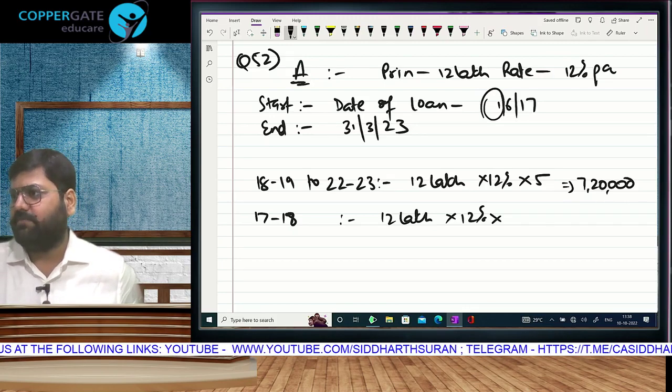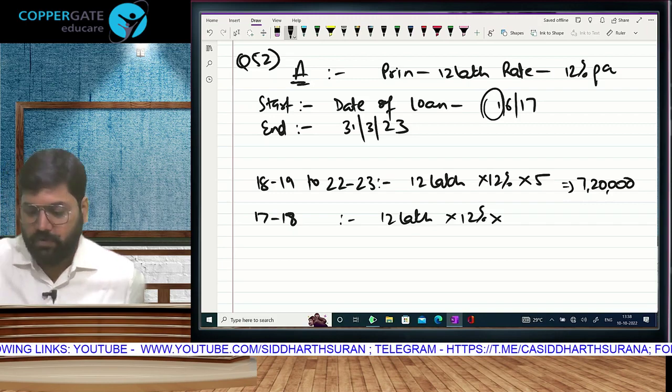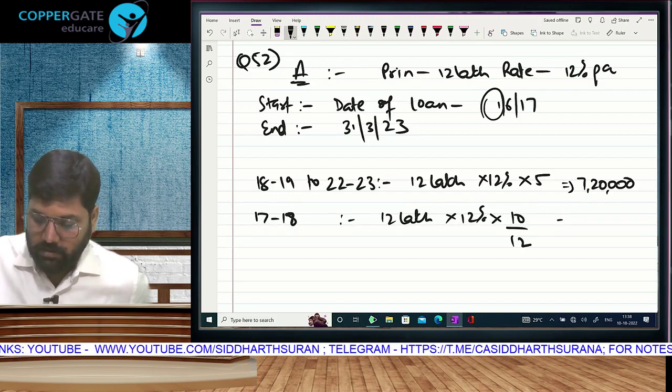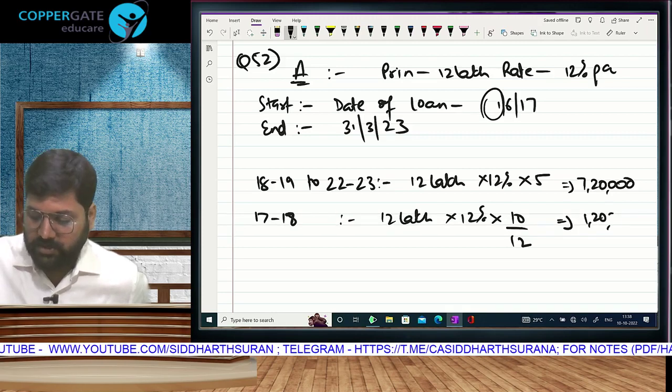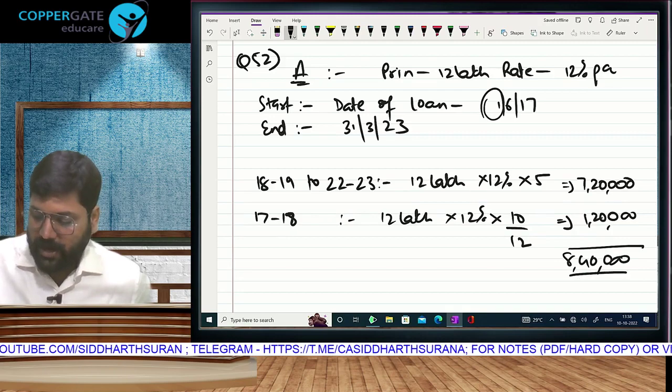How many months? Someone said 9 months. It is not 9, it is 10, because April and May are excluded, from June we have to include. Accordingly, what is your total pre-construction interest? 8 lakh 40. Not asked in the question.